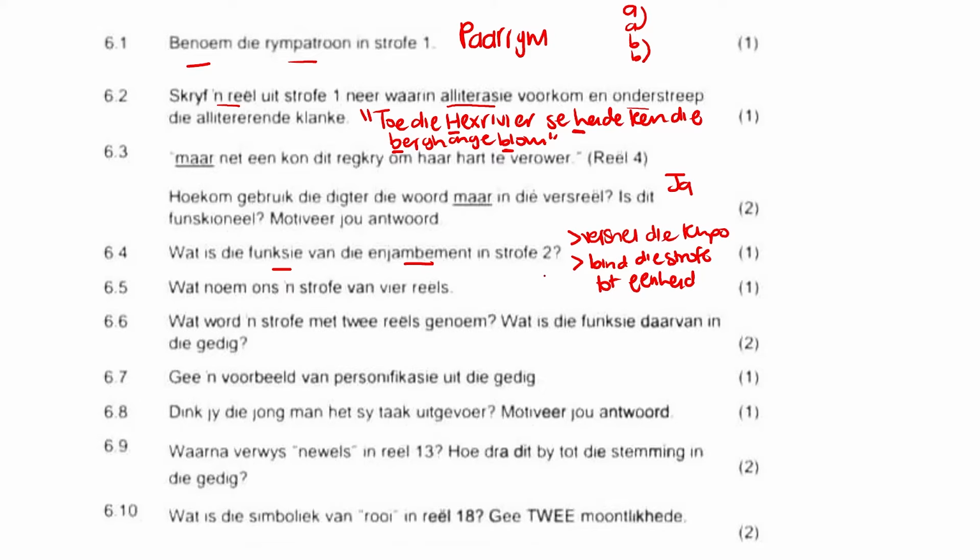6.5. Wat noem ons 'n strofe van 4 reëls? If you have a stanza and it consists of 4 lines, that is called a quatrain.